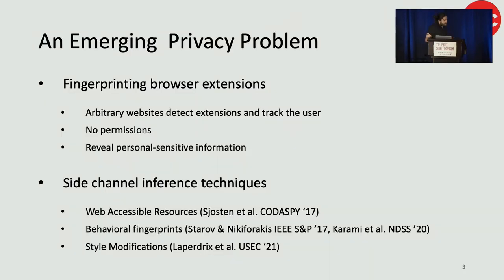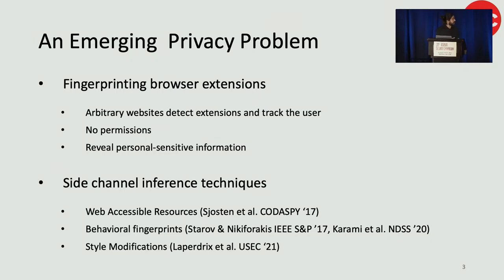So even if extensions are practical and more or less we all like them, they are not as benign as expected. They introduce a new fingerprinting vector of attacks and can be used for tracking. Specifically, arbitrary websites can detect the extensions that the user has installed in the browser and fingerprint the user accordingly. To make matters worse, there are no specific permissions required to fingerprint them or to not fingerprint them. And also, if attackers are focused on specific sensitive extensions, such as health or religion, they can infer information about the user.